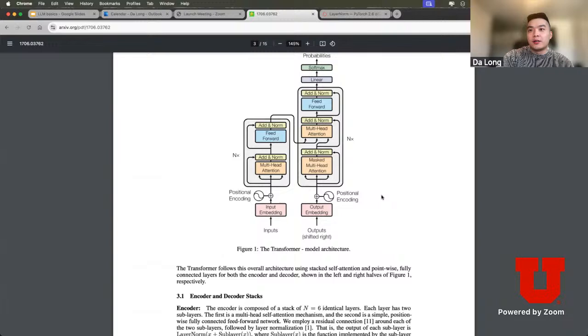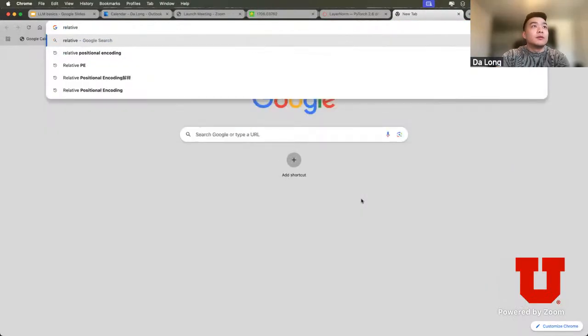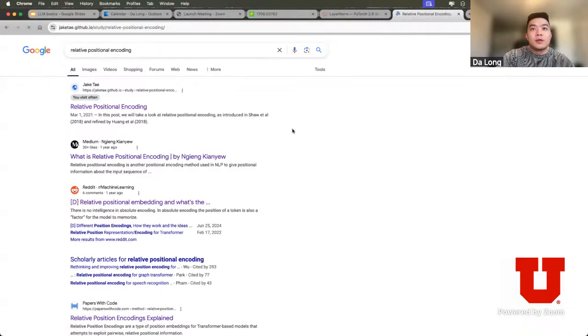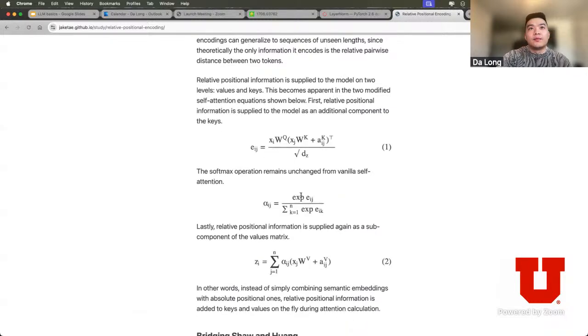In later models, they maybe use relative position encoding. For example, if position 1 and position 3 have a distance of 2, then this position encoding is similar to any other two tokens if the distance is 2. So they maybe use relative position encoding. Actually I don't know about the detail, but the general idea is like this.